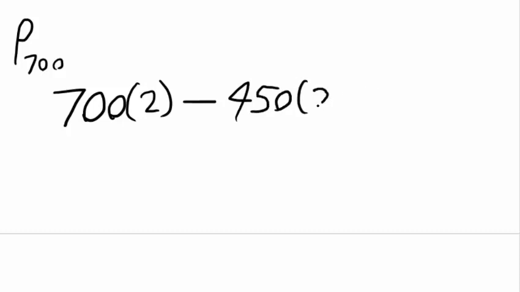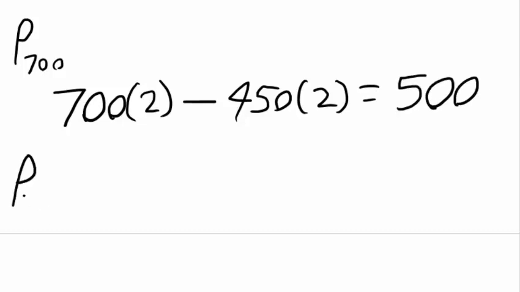And we can see that 2 consumers would buy it, because the consumer that has their maximum willingness to pay at 700 would buy it, and the consumer that has their maximum willingness to pay at 1,100 would also buy it. So 2 consumers, minus our marginal cost of 450, multiplied by our quantity. And we get a profit of 500.